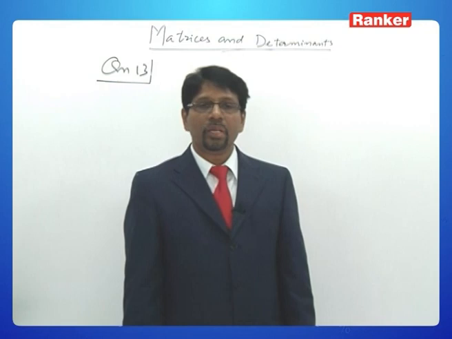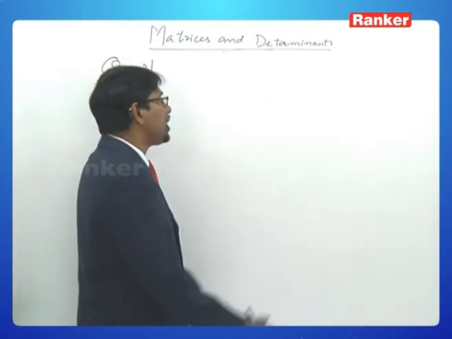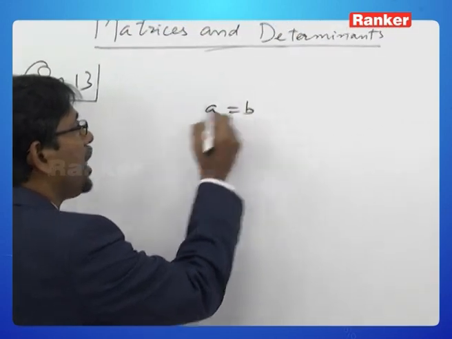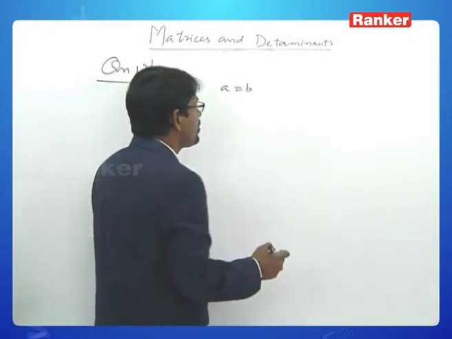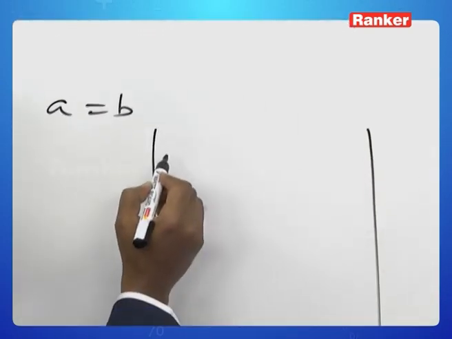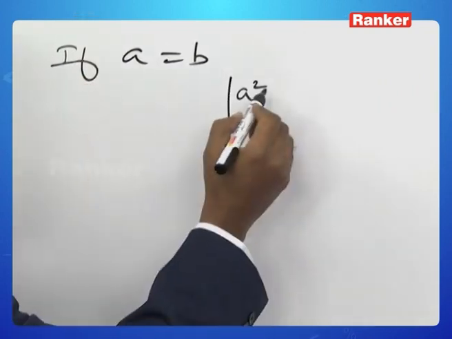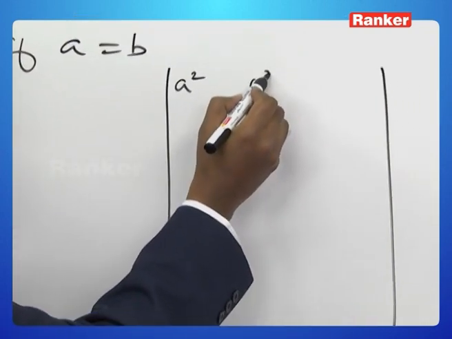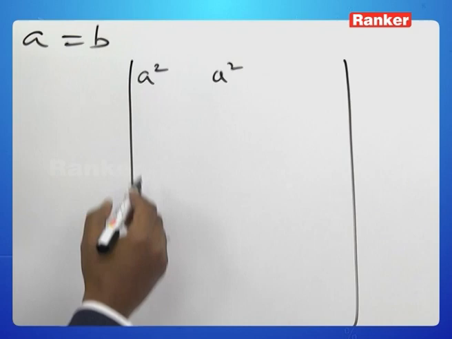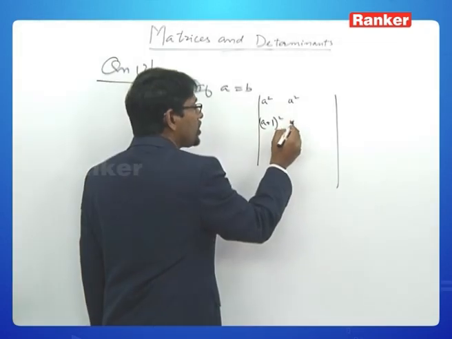Now clearly we can make one observation here. Suppose you put a equal to b. You observe that the first two columns become identical. If a is equal to b, column 1 and column 2 become identical. So I will get a square, (a plus 1) whole square, here again (a plus 1) whole square.